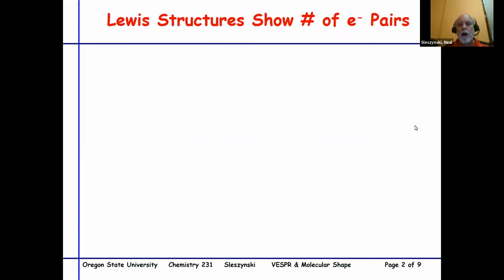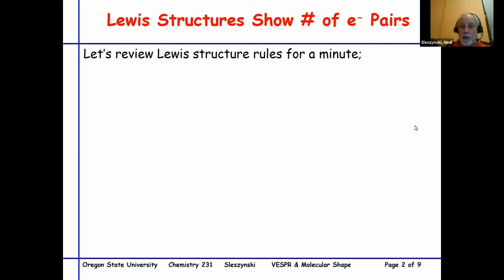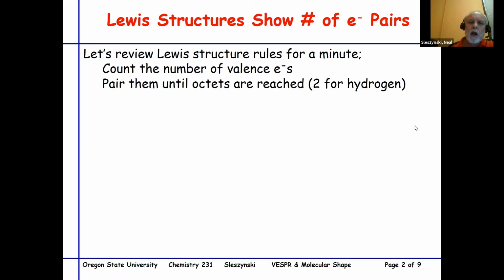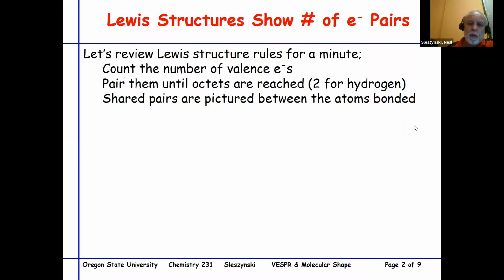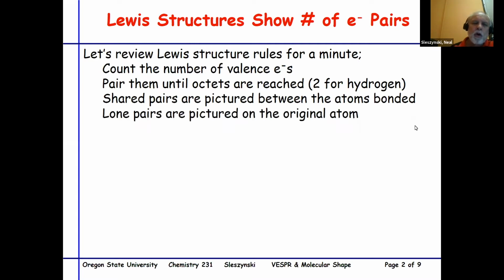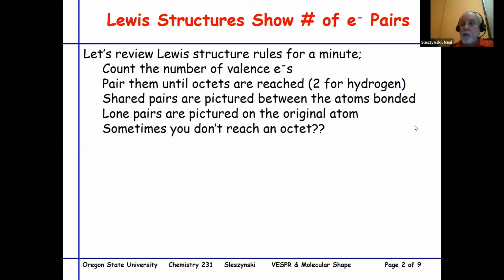We're going to start out by reviewing how to write Lewis structures. To write a Lewis structure, we're going to always count the number of valence electrons, not core electrons. We're going to try to pair them together in chemical bonds until we've reached an octet around each of the atoms, or a duet around hydrogen. Shared pairs of electrons are pictured between the atoms that are bonded. Lone pairs of electrons are pictured on the original atom. And of course, sometimes we don't reach a full octet, and that can end up giving us very reactive molecules.